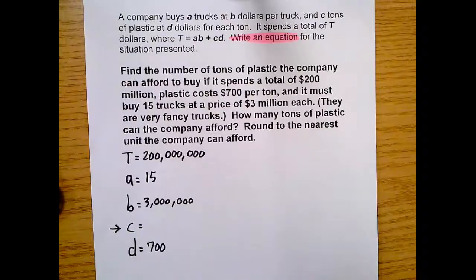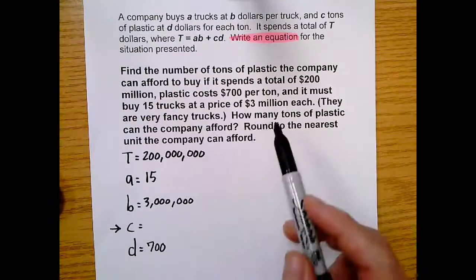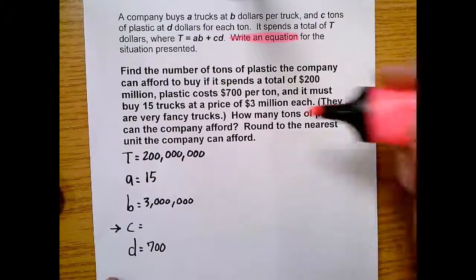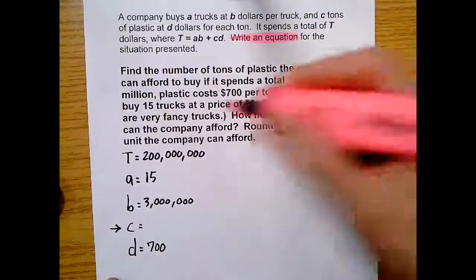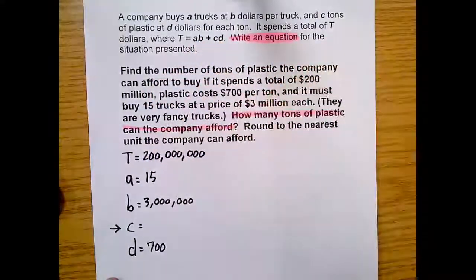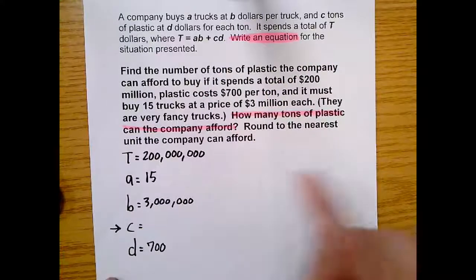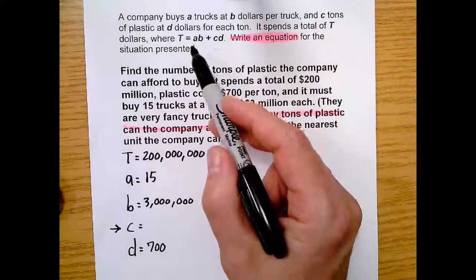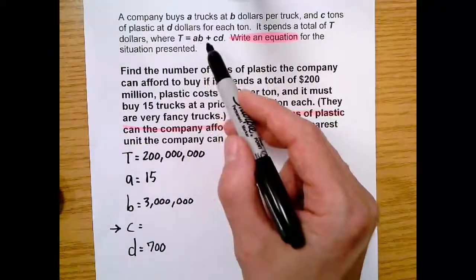Okay, so then again it says, how many tons of plastic can the company afford? And that would be that C value that we don't know yet. So that's our job. So that's our second question. They want us to actually solve for C. How many tons of plastic can the company afford? Then it says round to the nearest unit the company can afford. Well, we'll talk about that when we get there. So step 1, we know that the equation we're using, they told us, is T equals AB plus CD.